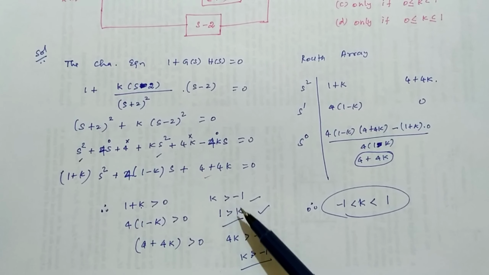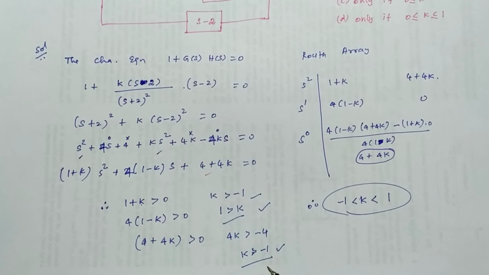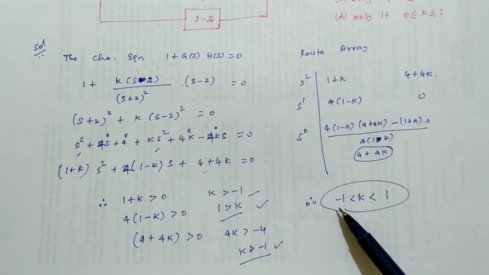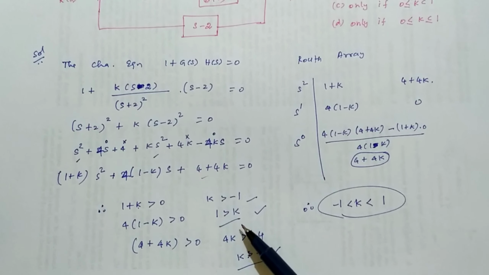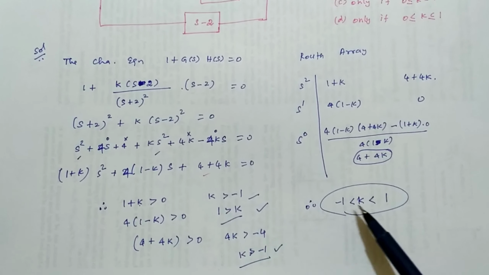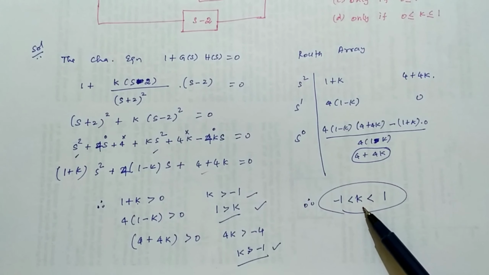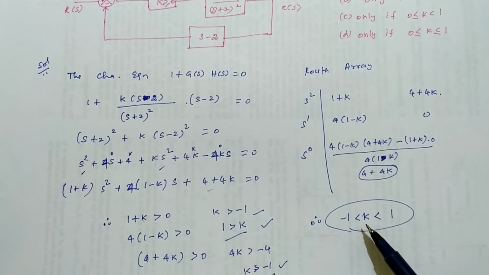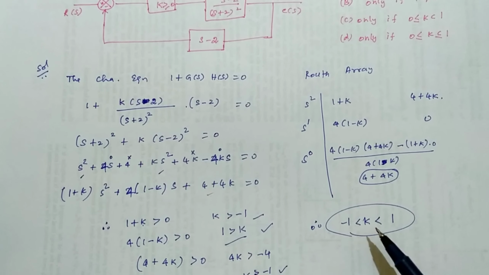we can write, suppose we take a k, for this term k is greater than minus 1. This also k is greater than minus 1. For this we have the term minus 1 less than k. Next one, sorry, k is less than 1. So combining these three, we have the result: k ranges from minus 1 to plus 1.